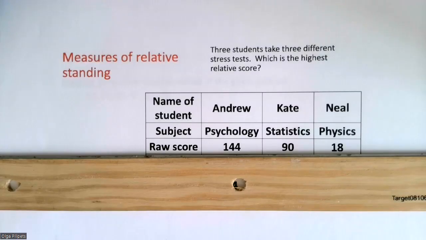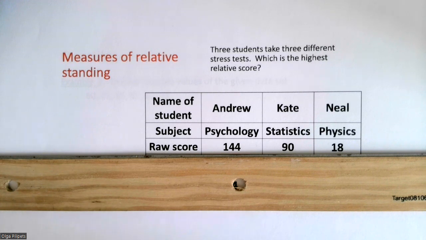In this video, I would like to talk about measures of relative standing. And to introduce this topic, I present this situation. Let's say we have three students named Andrew, Kate, and Neil. Andrew scored 144 on a psychology test, Kate scored 90 on the statistics test, and Neil scored 18 on a physics test.